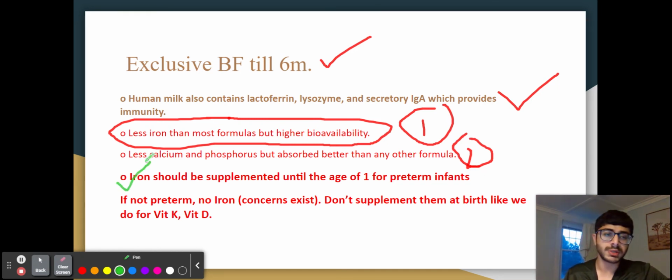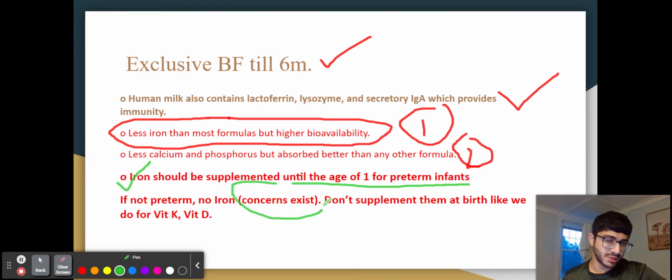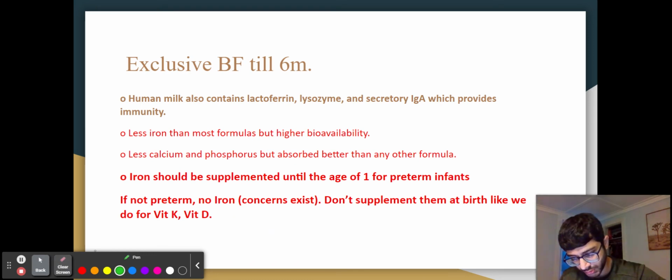So generally we don't supplement iron. I don't know what they do actually in the United States, but guidelines say don't supplement iron if they're born at term. Only supplement if preterm. This is a very subtle difference. They'll ask what should we give this kid, and the options will be vitamin K, vitamin D, iron. Only choose iron if the kid is preterm. There's some controversy about this, but just remember that we supplement vitamin K, vitamin D, maybe calcium a bit. We don't supplement iron if they're term, only if they're preterm. Just a good snippet.